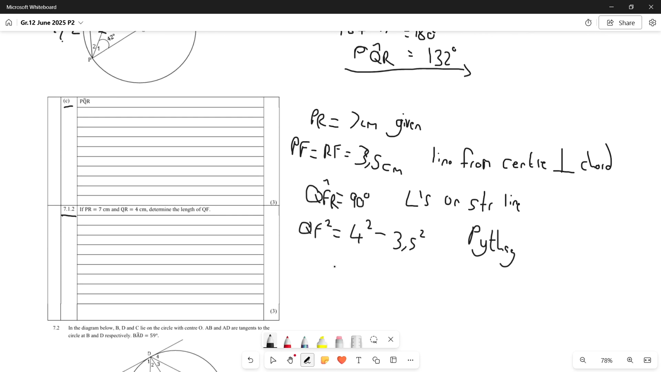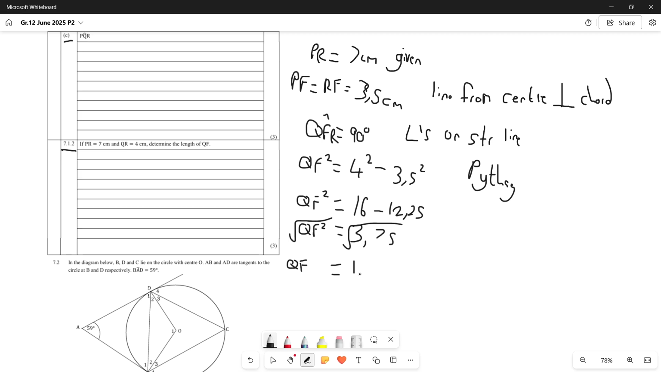Cool. And then we can just go ahead and solve for this in our calculator, squaring these, subtracting them, taking the square root. So we have 16 minus 12.25. That equals 3.75. And then we just need to take the square root of that. And we have QF equaling 1.94 centimeters. And that is our final answer.